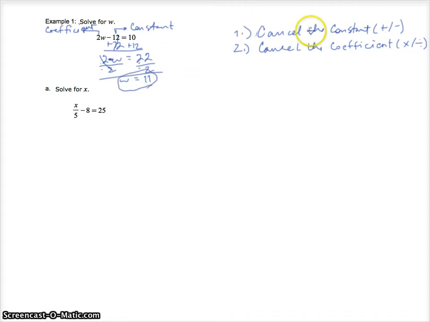And when we think of the word cancel, we need to think of the idea of undoing the work. So undo the constant. So undo whatever operation's happening there.